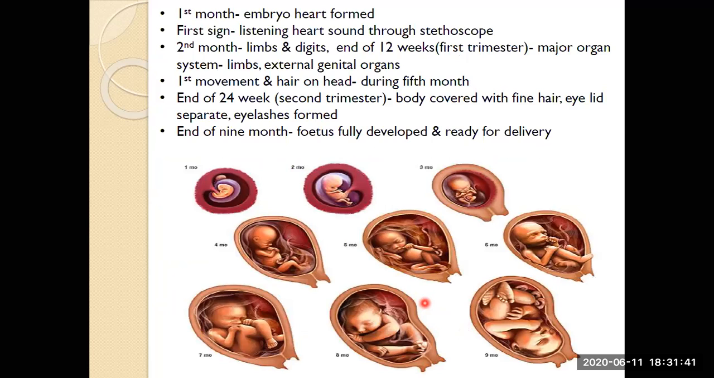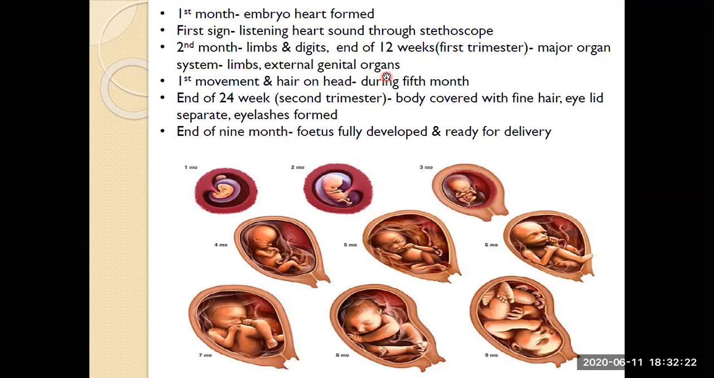After 1 month of pregnancy, the heart of the embryo is formed. After 1 month, the heart is formed, and this heart sound is heard with the help of a stethoscope. Throughout the pregnancy, this heartbeat is monitored to note the well-being of the fetus. In the second month, limbs and digits are formed, and at the end of the first trimester, all the major systems, limbs, and external genital organs are formed.